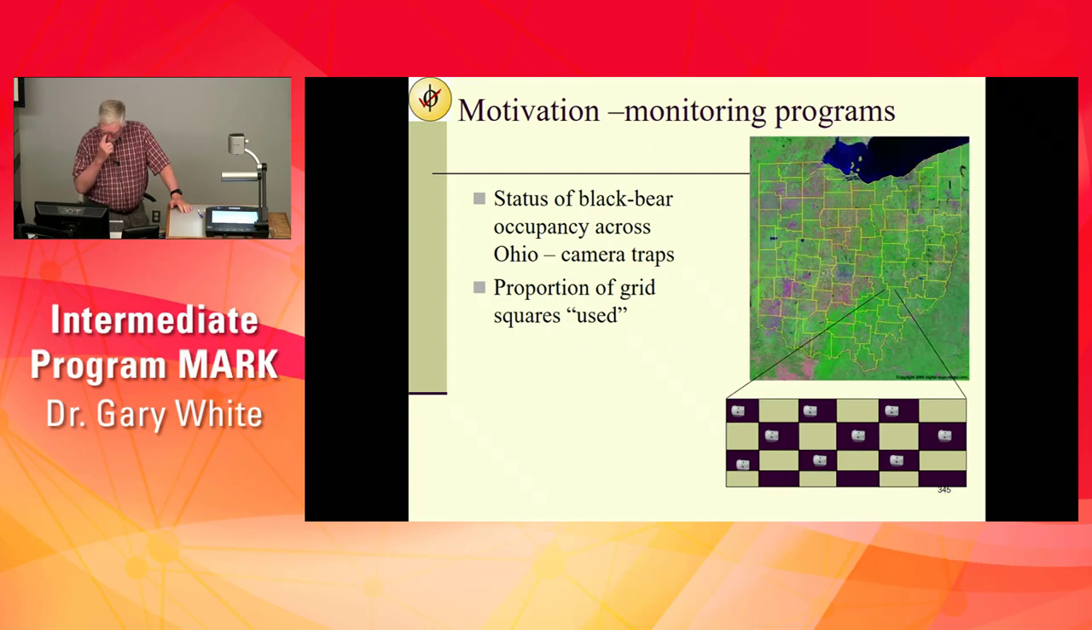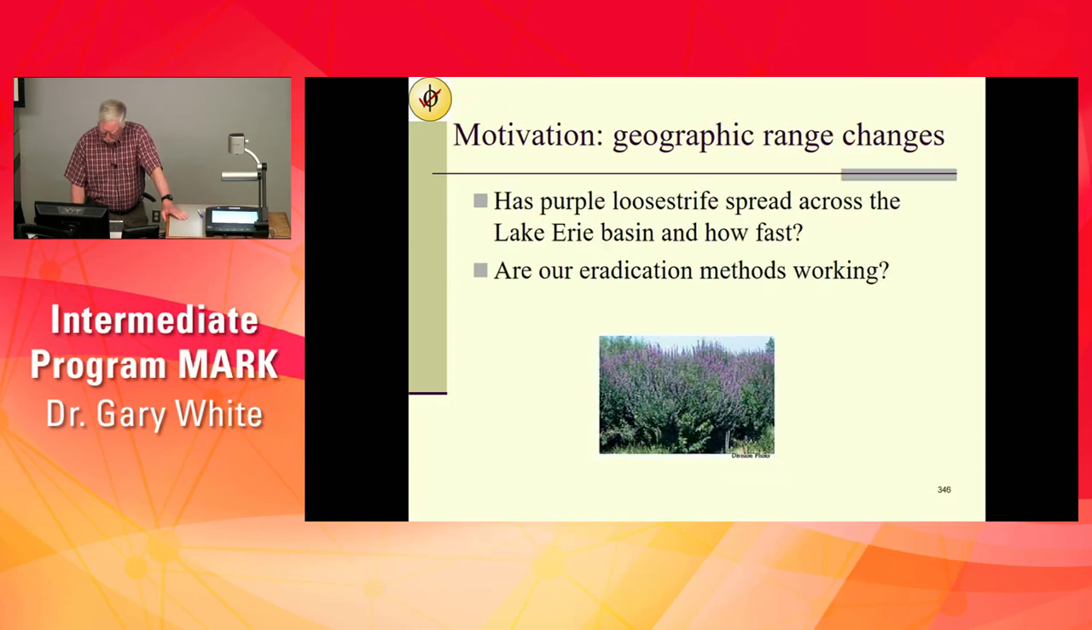There are lots of examples of this. We did a workshop in Ohio, so all these slides are geared towards Ohio. One example is black bear occupancy across Ohio with camera traps. You put up a camera trap on your 1 kilometer blocks, or maybe a little bigger block then, and ask what proportion of those grid squares are used. Another is how fast some invasive plant, like purple loosestrife, is spreading.